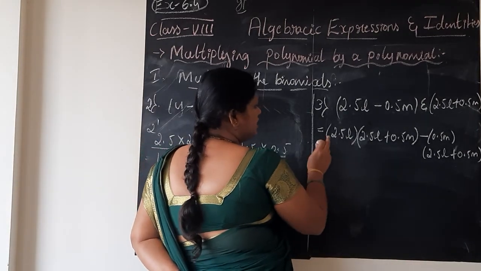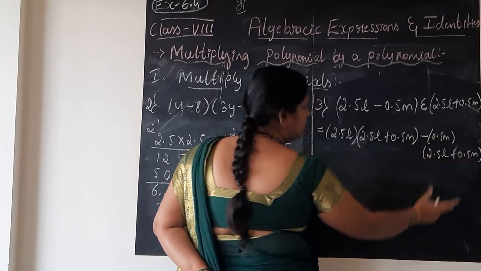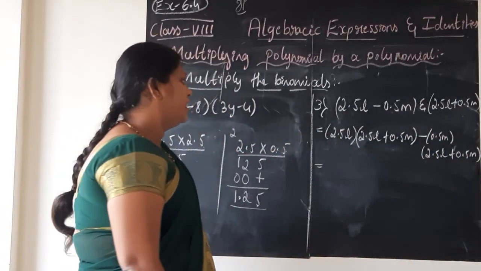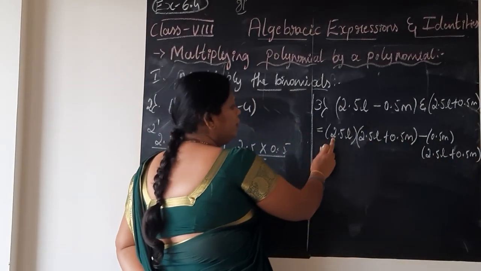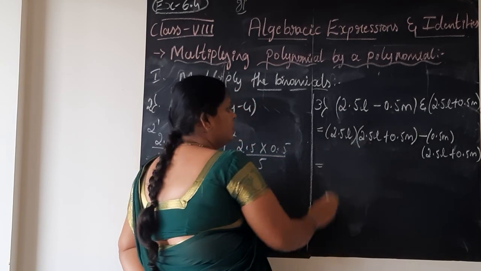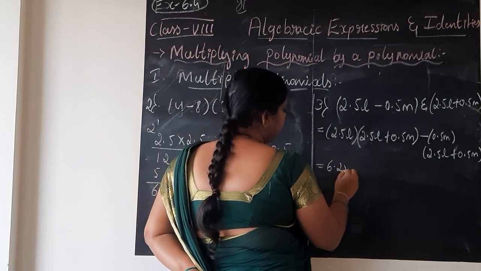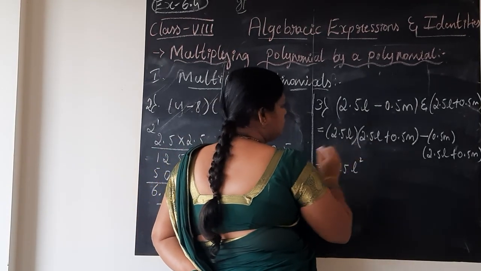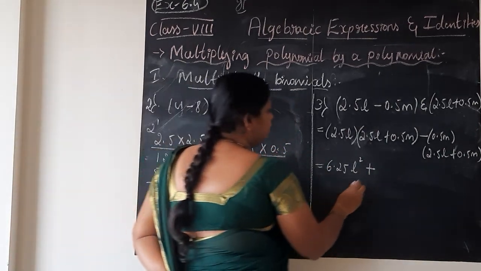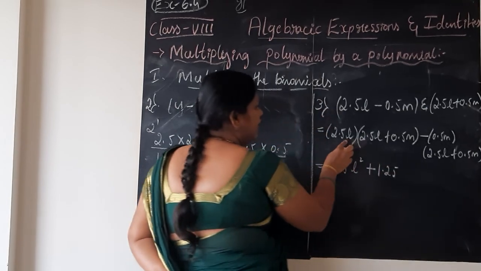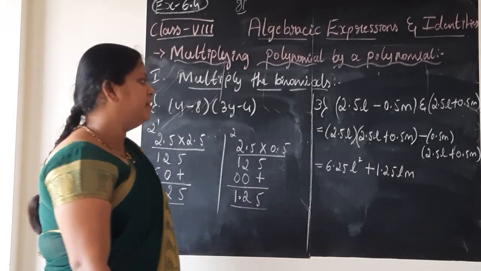So first step is, after splitting the first binomial, first term of the first binomial into the whole bracket, minus second term of the first binomial into the whole bracket. Now this monomial into this bracket, we shall do now. 2.5 into 2.5 L. 2.5 into 2.5, we got just now 6.25 L into L, L square, plus 2.5 into 0.5 we have 1.25. 1.25 L into M is LM. No need to add powers, since they are two different variables.